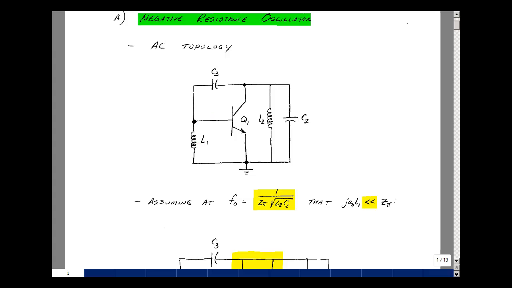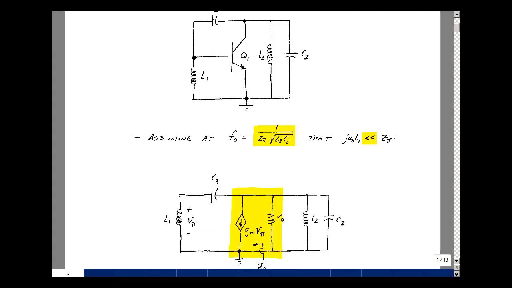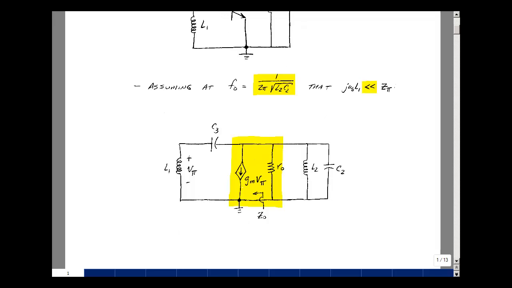Put in the equivalent circuit with those things omitted. So between the collector and emitter we have GMV pi in parallel with R0, and then the R pi and C pi are swamped out by the impedance of L1. The capacitor C3 is swamping out the impedance of C mu. Now let's take a look back into the transistor amplifier from these two terminals with R0, L2, and C2 removed.